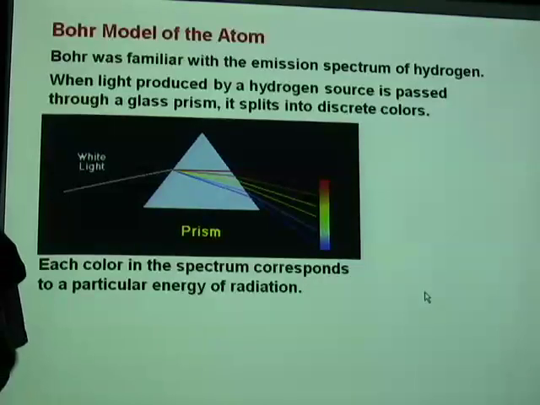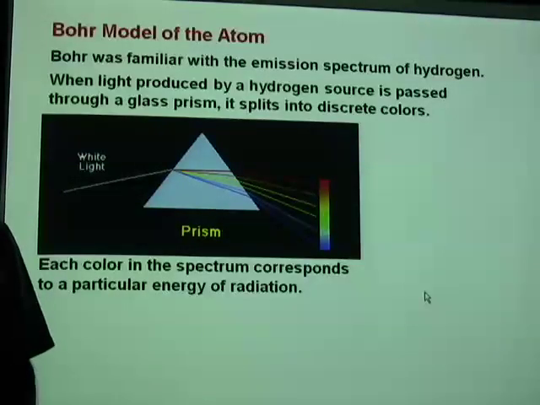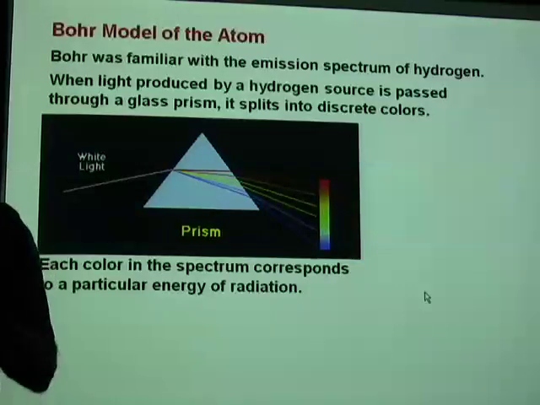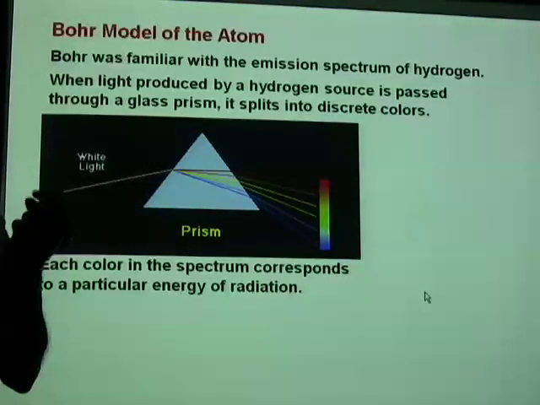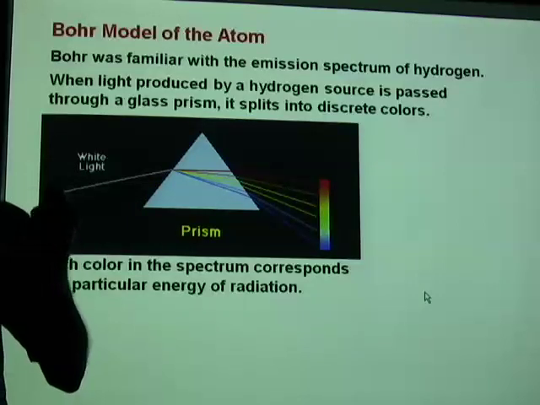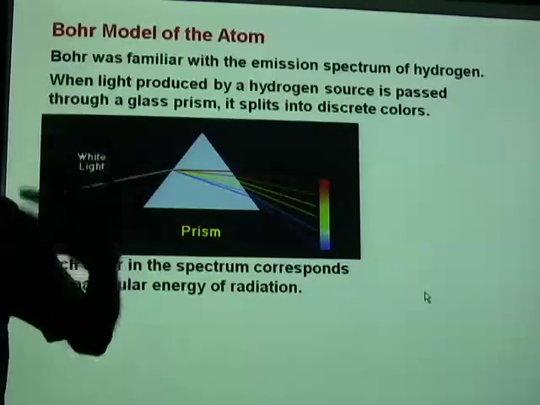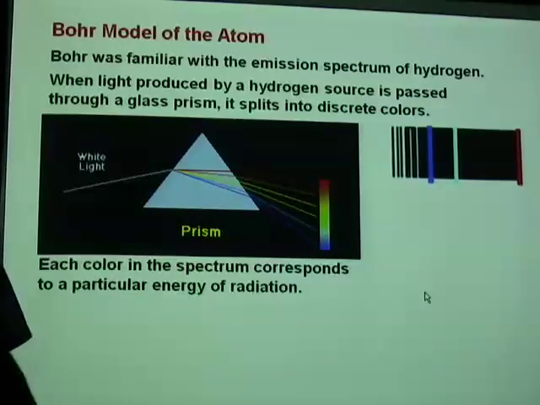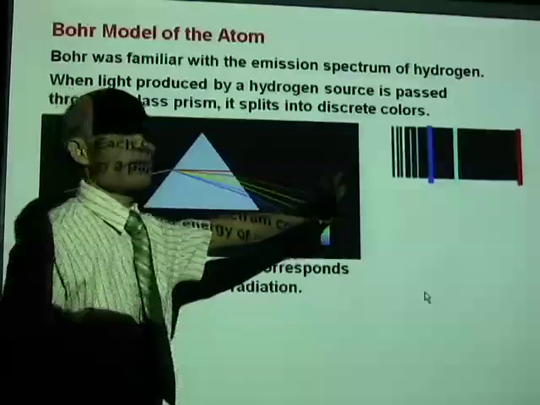Now, each color in the spectrum corresponds to a particular energy of radiation. This is where Bohr actually nailed the atom model. He said each color must correspond to a particular energy. That means the structure of the atom must explain that particular energy for each color. Now, this is actually what you saw in the demonstration.